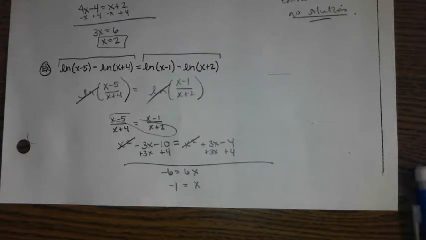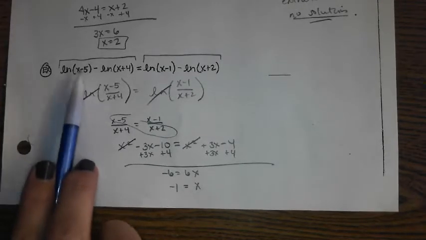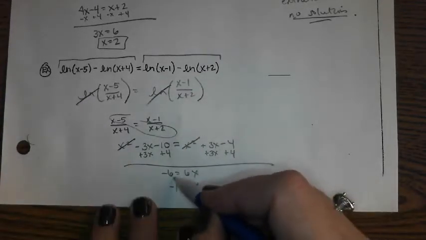And then we have to reject those two, right? Because negative 1 minus 5 will be the natural log of negative 6. Can't do it.